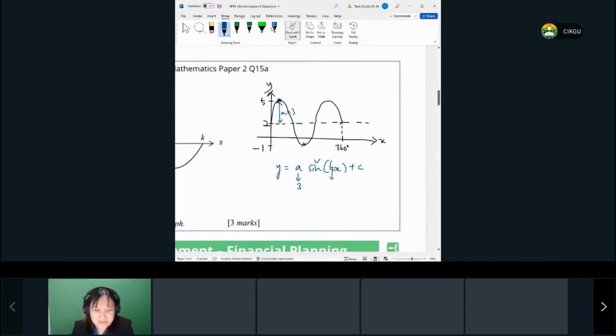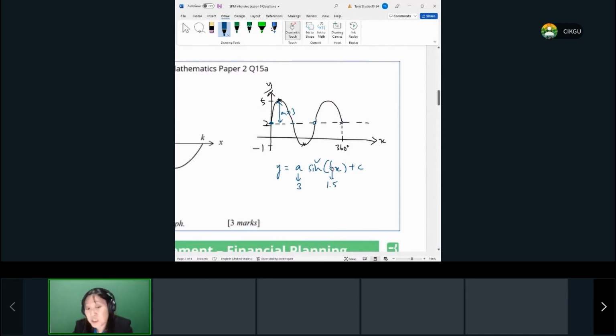Hazim, I totally agree. B is the number of cycles in 360, right? You see, I purposely tried to trick you. 1 cycle until here, this is 1 sine cycle. Some students say, teacher, half. I say, yeah, half. What's the problem? So, I totally agree. B value can be a decimal.